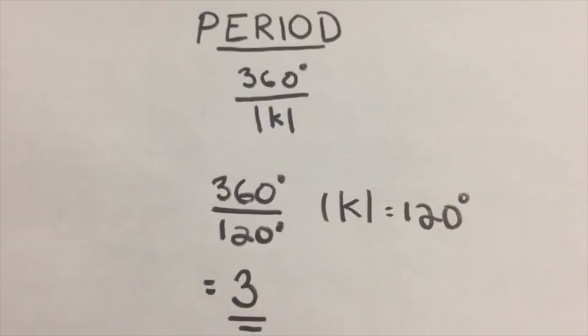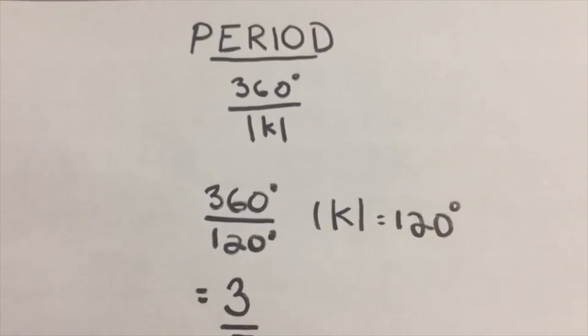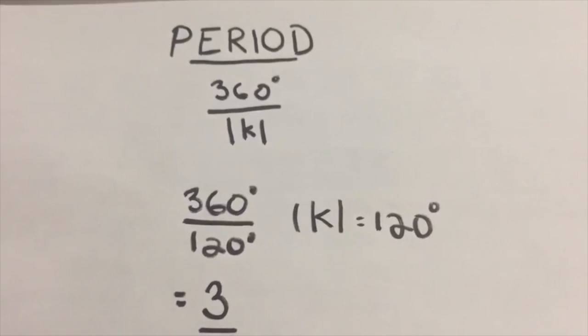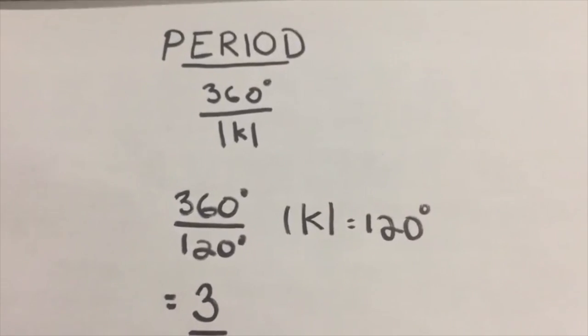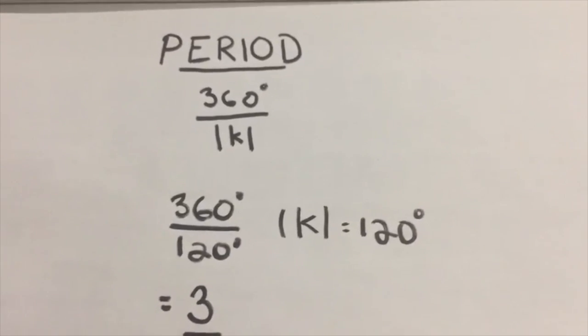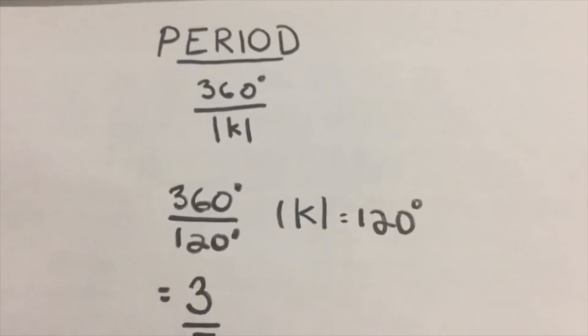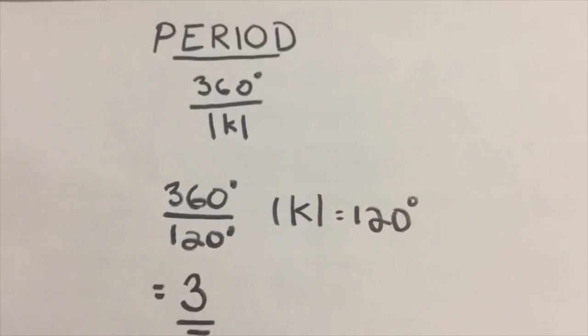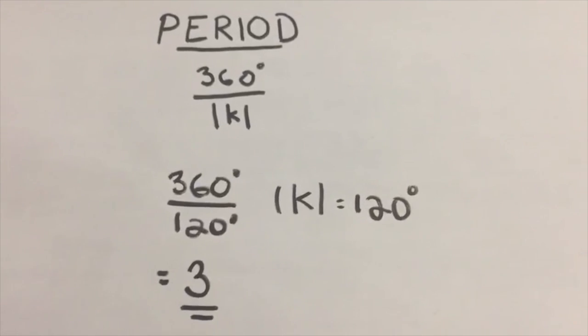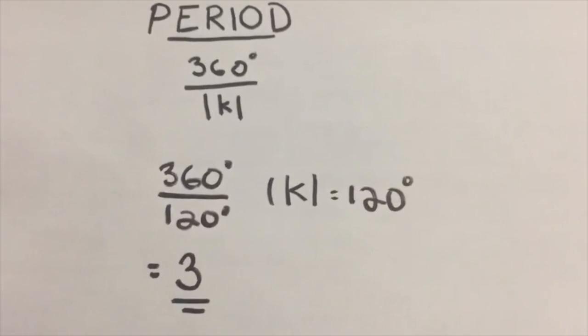The period is the time it takes for the swing to complete one cycle. This could be calculated mathematically by using 360 degrees divided by the absolute value of k. For our function, our k value is 120, so 360 degrees divided by 120 equals 3. The period of our function is 3. This can also be found by looking at how long it takes for the swing to complete one cycle.